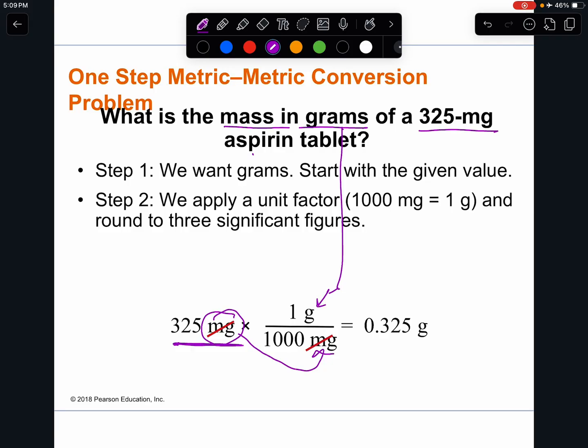So in 1 gram, there are 1,000 milligrams. Now, when you have a number on the bottom of the fraction bar, you divide by it. So the math for this in your calculator would be 325 divided by 1,000, which gets you 0.325 grams. Okay?